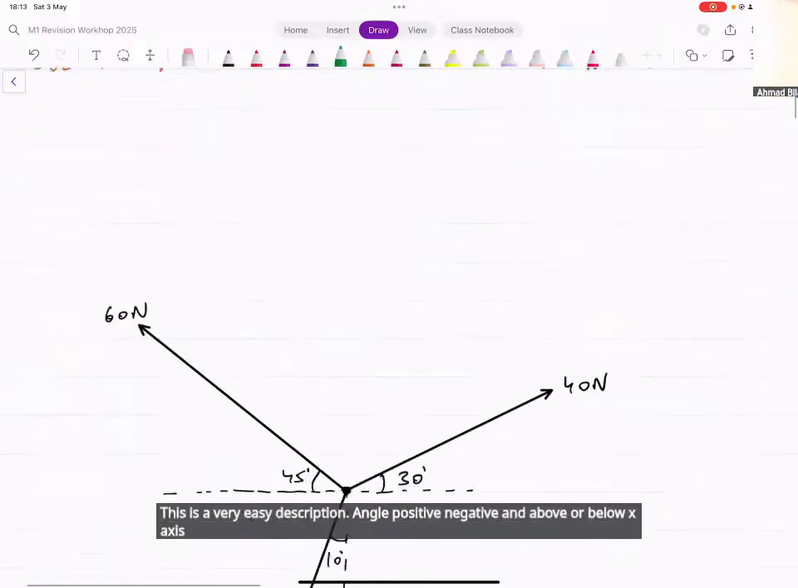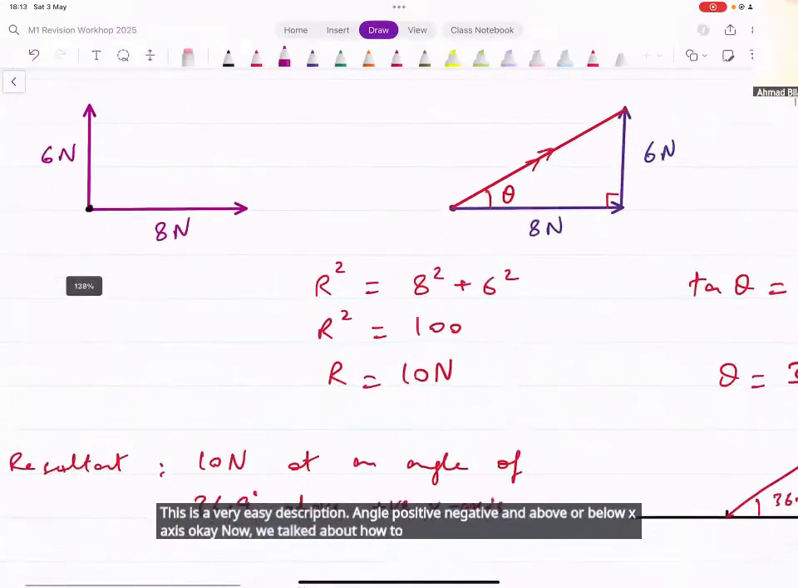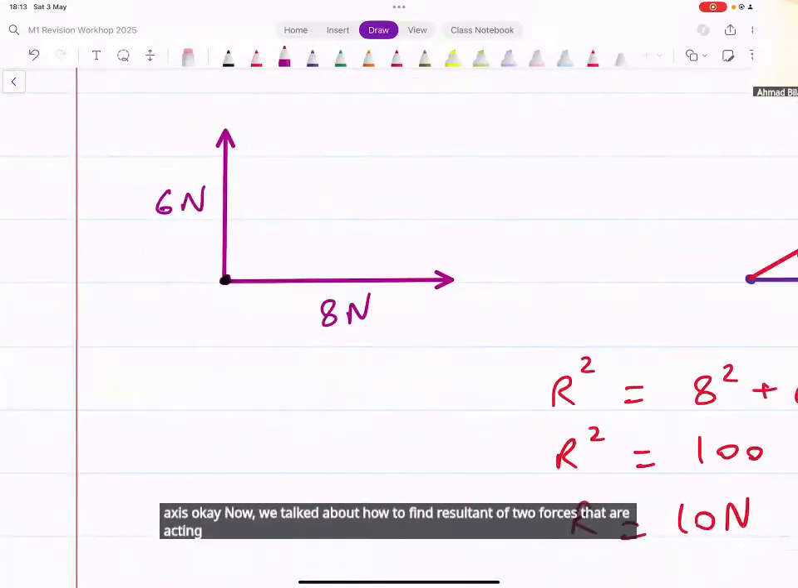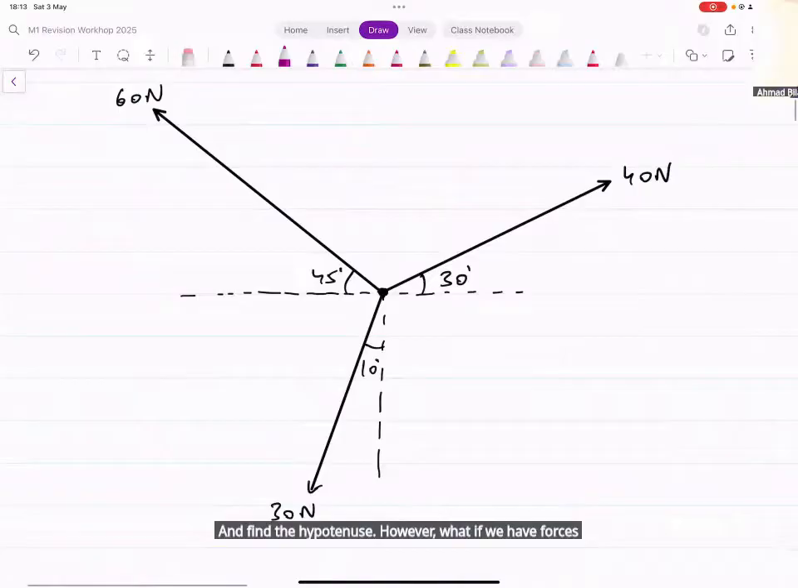Okay. Now, we talked about how to find the resultant of 2 forces that are acting at right angle to each other. We can just make a right angle triangle from that and find the hypotenuse. However, what if we have forces acting in some random directions like this?